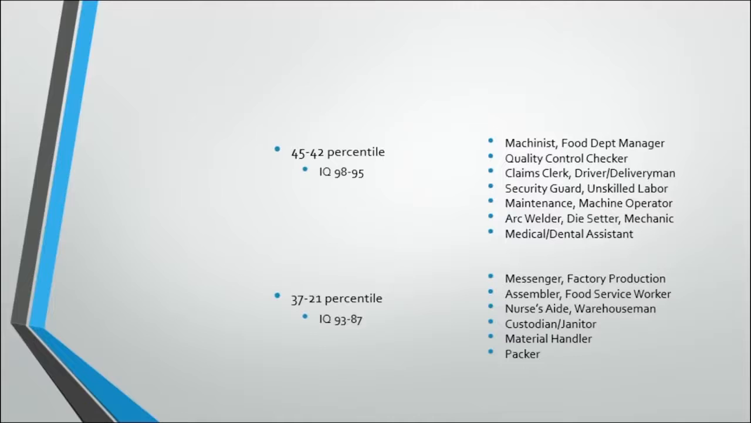95 to 98: machinist, food department manager, quality control checker, security guard, unskilled labor, maintenance, arc welder, die setter, mechanic. Good IQ range for relatively qualified tradespeople. 87 to 93: messenger, factory production worker, assembler, food service worker, nurse's aide, warehouseman, custodian, janitor, material handler, packer.